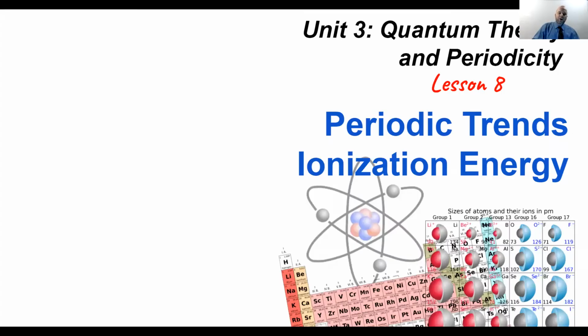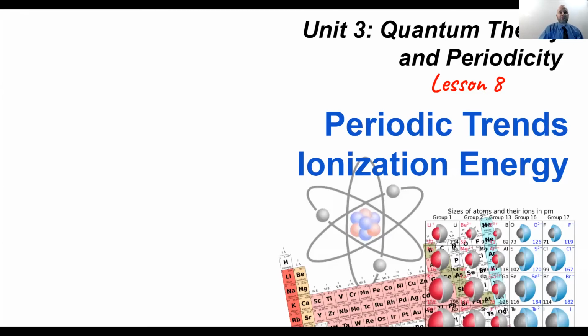Hi everyone. Today we're going to talk about Lesson 8 in our Quantum Theory and Periodicity chapter. And Lesson 8 deals with periodic trends, just like we were talking about last week when we talked about atomic and ionic radius. This time we're going to be talking about something called ionization energy.